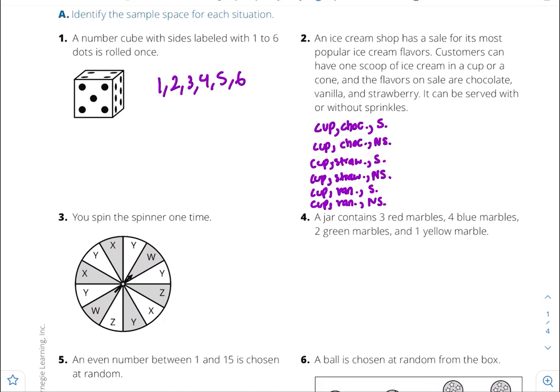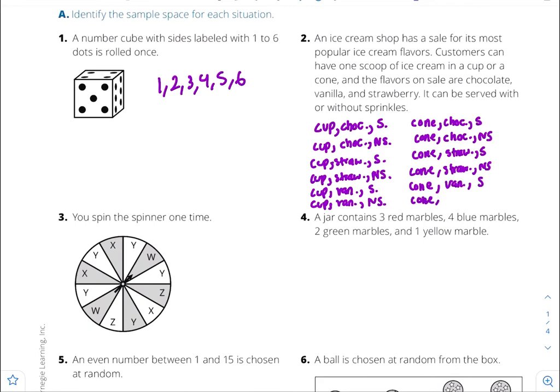And with the cone, it's going to be the same thing as well. Cone, chocolate, sprinkles, cone, chocolate, no sprinkles, cone, strawberry, sprinkles, cone, strawberry, no sprinkles. And there's also cone, vanilla, sprinkles, and cone, vanilla, no sprinkles. And there's all the combinations, or all of the outcomes, in the sample space for number 2.